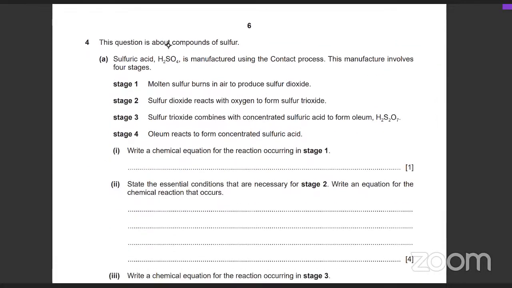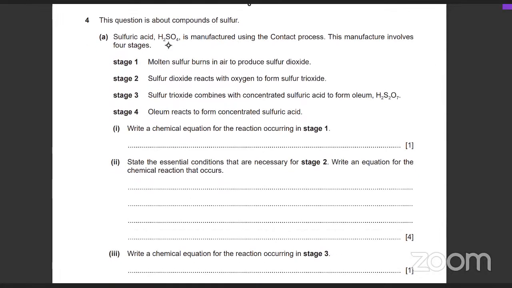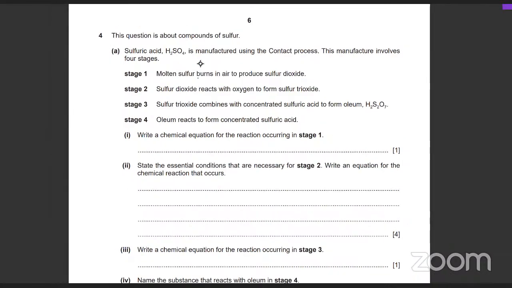Actually, next question is about compounds of sulfur. Sulfuric acid is manufactured using the contact process. This manufacture involves 4 stages. So this is the contact process. Sulfur is burned in air. Write a chemical equation for the reaction occurring in stage number 1. So sulfur is burned in air to produce sulfur dioxide. So sulfur plus oxygen forms SO2.